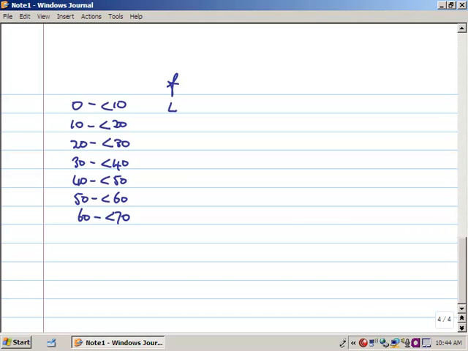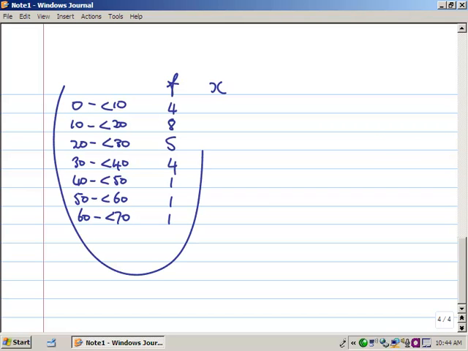Alright, so I'm just going to tell you what the frequencies are. There are 4 numbers between 0 and 10, not including 10. Hopefully you will check these numbers to make sure that these are the same numbers that you would get. To do our calculations, we'll need an X. So at this point we don't have an X. By the way, the first 2 columns, that is a frequency distribution again.